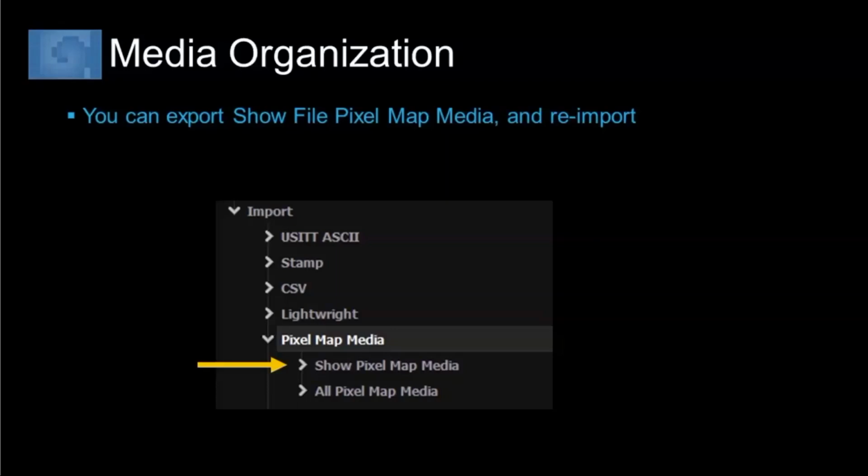The idea being that you can save that pixel map media for the show, and then you go to the next town where you're touring, you can open your show file on that EOS, and you can import the show pixel map media, and that will put in the stuff that's used for your show file and make sure that your show file plays back appropriately. So all pixel map media is a way to get new stuff in. Show pixel map media is a way to take that stuff and make it portable so you can tour it or archive it.